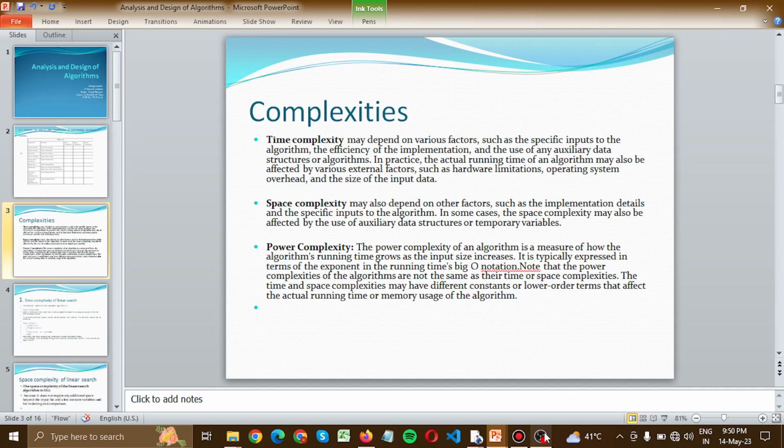The power complexity of an algorithm is a measure of how the algorithm's running time grows as the input size increases. It is typically expressed in terms of the exponent in the running time's big O notation. Note that the power complexity of an algorithm is not the same as its time or space complexity. The time and space complexities may have different constraints or lower-order terms that affect the actual running time or memory usage of the algorithm.